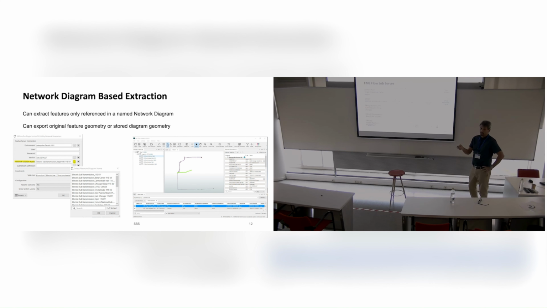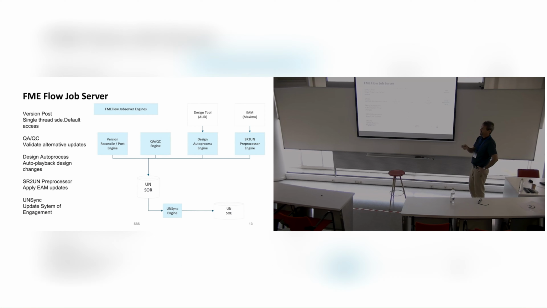Here's another example we're doing. When you are in the UN, if you make changes in your alternatives, in your branch versions, and you want to reconcile and then post those changes, you can only do it one at a time. Only one user can be posting to SDE default at any time. You can only have one person writable in SDE default.